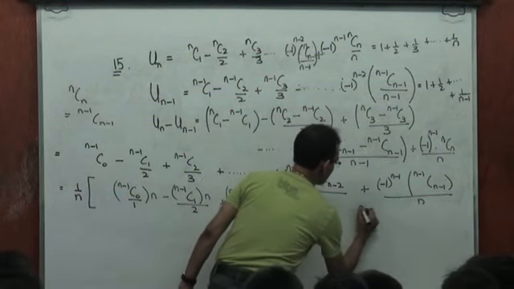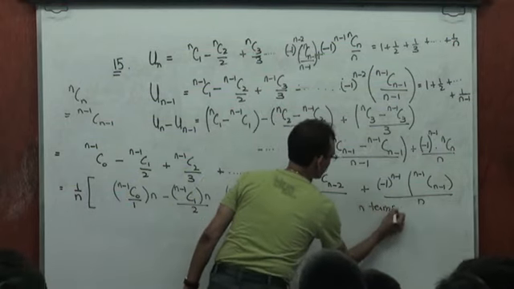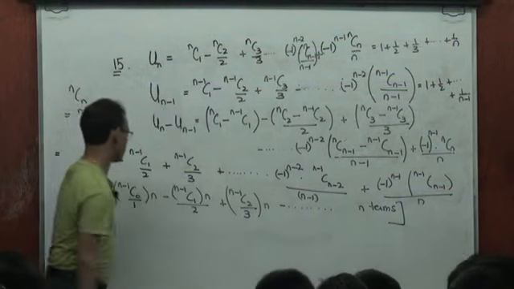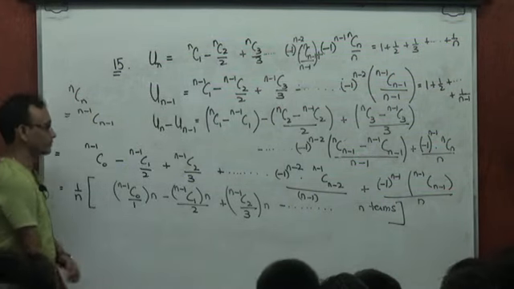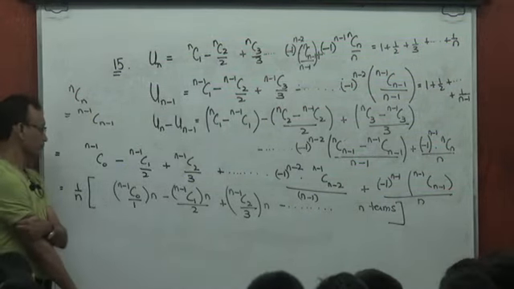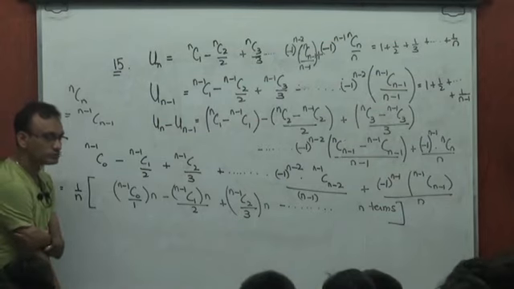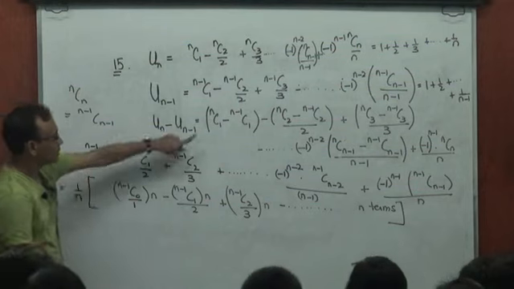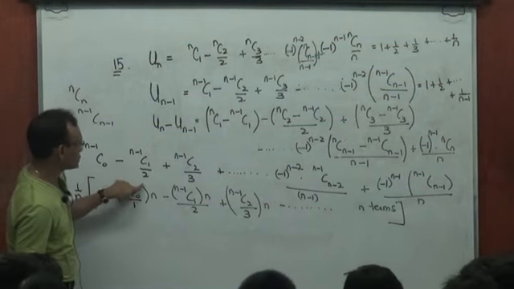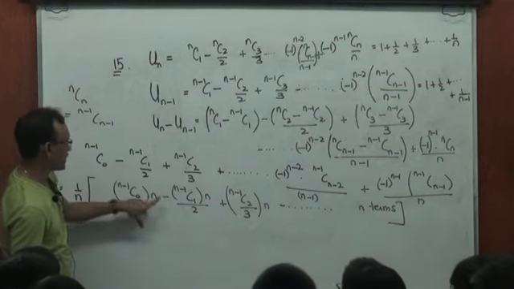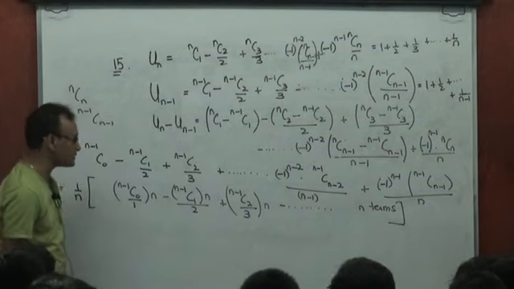How many such terms? n terms. Yes or no? Right? Yes or no? See? If I took n common, then this is what happens. All the terms get multiplied with n.